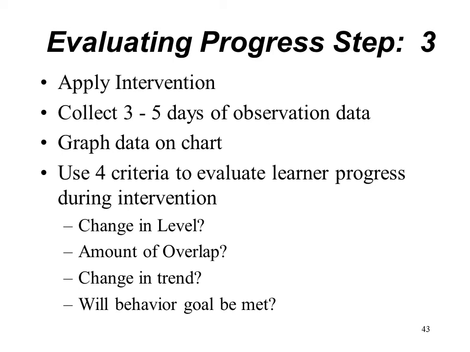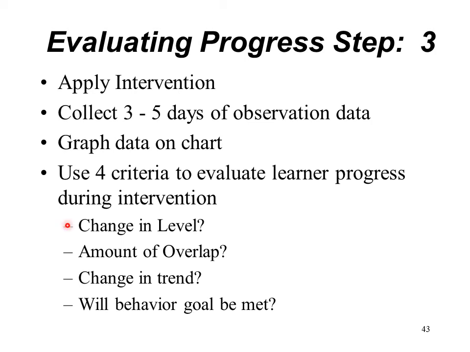If we decide to change the intervention, we draw a phase change line, then we need at least 3 to 5 days of data before we can make a determination as to whether our change in intervention is having an effect on the student's behavior. Just like in baseline, we can't base that on 1 or 2 days. We need several points of observation. So we want to graph our data as it's being collected, and then we're going to use different criteria to evaluate whether or not the learner is making progress.